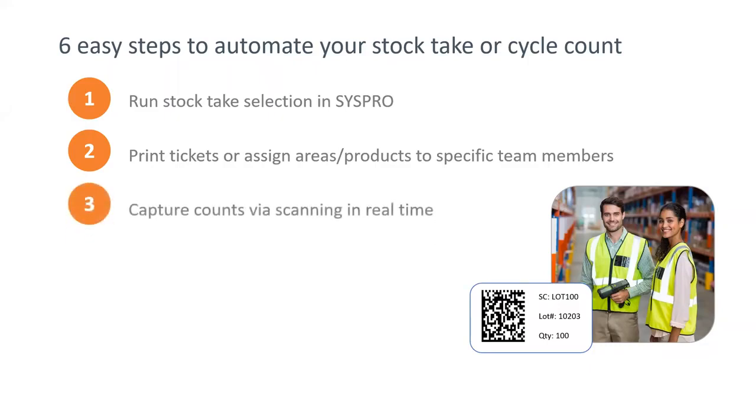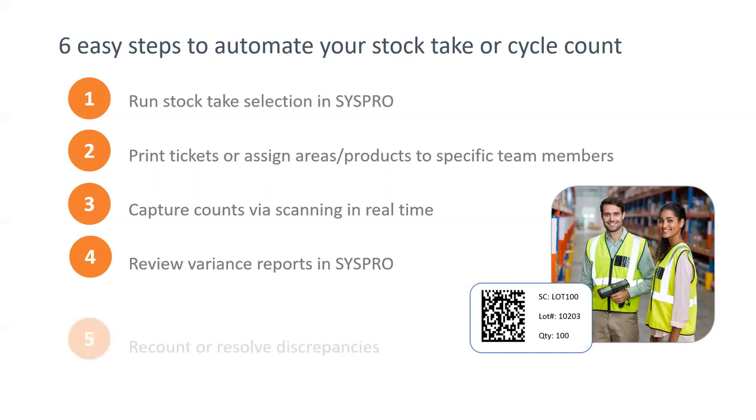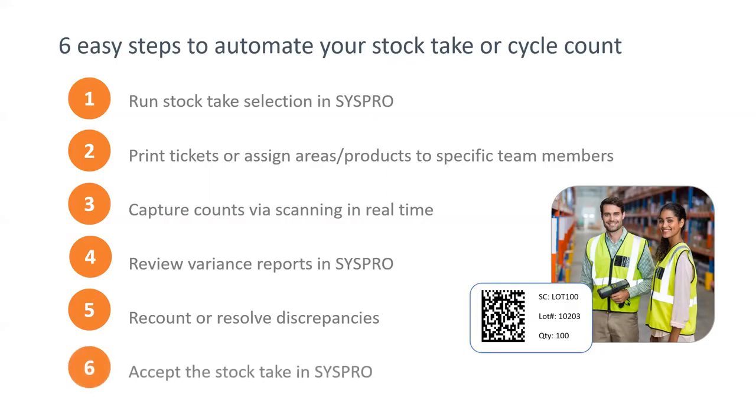This is when RightScan kicks in, and you're going to now actually go and capture those counts via scanning in real time through those handheld devices with RightScan. Once you're done with that, with all your counters out there and they're done counting, you're going to review your variance reports out of Syspro to review that information. Of course, you're going to have to recount and resolve those discrepancies because you know you're still going to find those discrepancies with inventory. The last step in the process is to actually accept the stock take in Syspro, which is going to make the adjustment to inventory at that time.